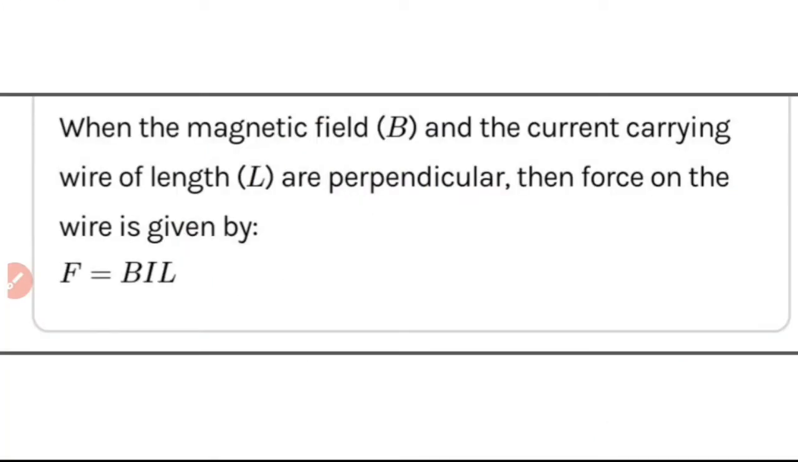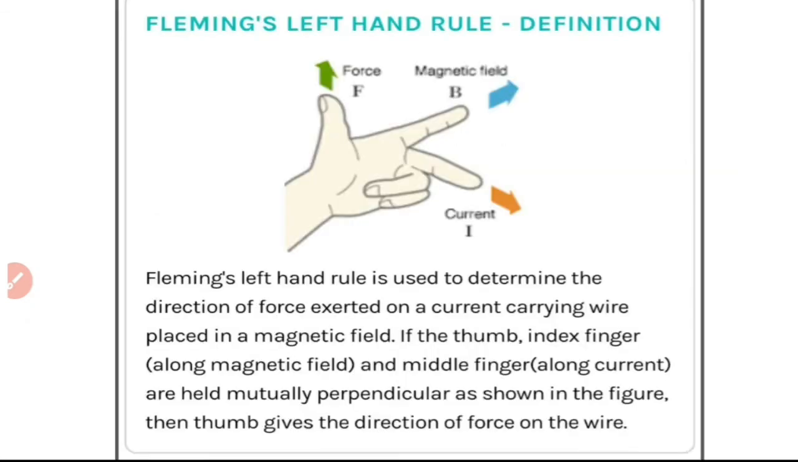When the magnetic field B and the current carrying wire of length L are perpendicular to each other, the force on the wire is given by F equal to BIL, and this force is the maximum force experienced by the wire, and its magnitude is given by BIL. In such situations, that means when the directions of current and magnetic field are perpendicular to each other, the direction of force can be found easily by Fleming's left-hand rule.